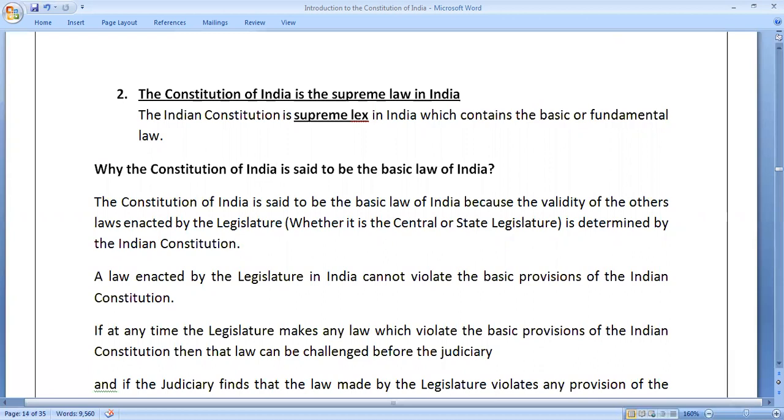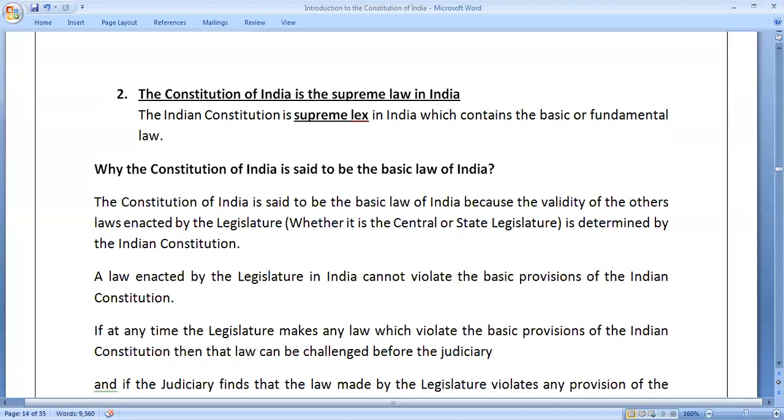Because the validity of the other laws which are going to be enacted by the legislature, it is immaterial whether it is the central legislature or a state legislature, is determined by the Indian Constitution. All the laws made by the legislature cannot violate the basic provisions of the Indian Constitution.